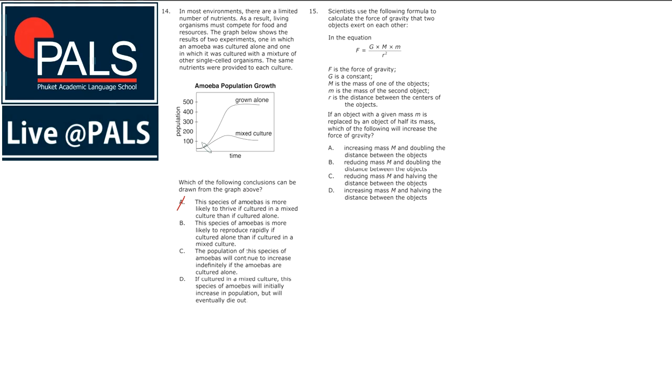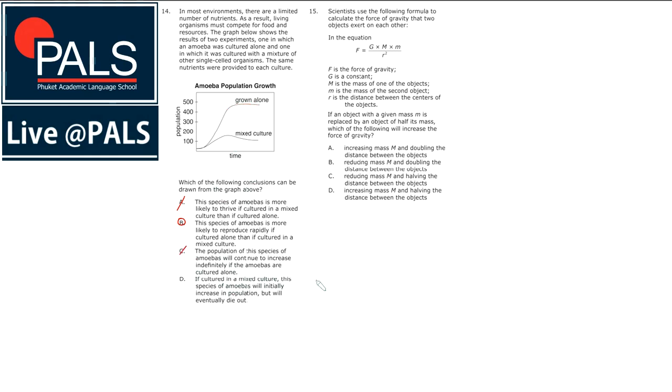This species of amoebas is more likely to reproduce rapidly if cultured alone than cultured in a mixed culture. That makes a lot of sense. Even the initial reproduction, we can see that it is very different: it reproduces much more rapidly when grown alone than when in a mixed culture. So B sounds very good. The population of this species of amoeba will continue to increase indefinitely if the amoebas are cultured alone. No, not indefinitely, because we can see that it levels off.